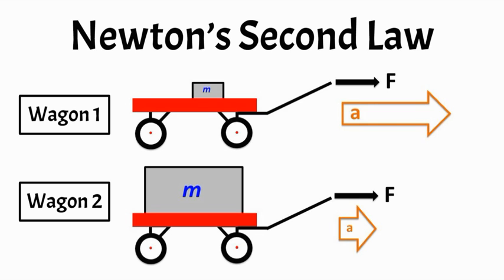So we have two wagons here, wagon 1 and wagon 2. Now notice they both have the same amount of force being exerted on them, and we can see that here with those arrows. Notice they're the same shape and same direction, all right?